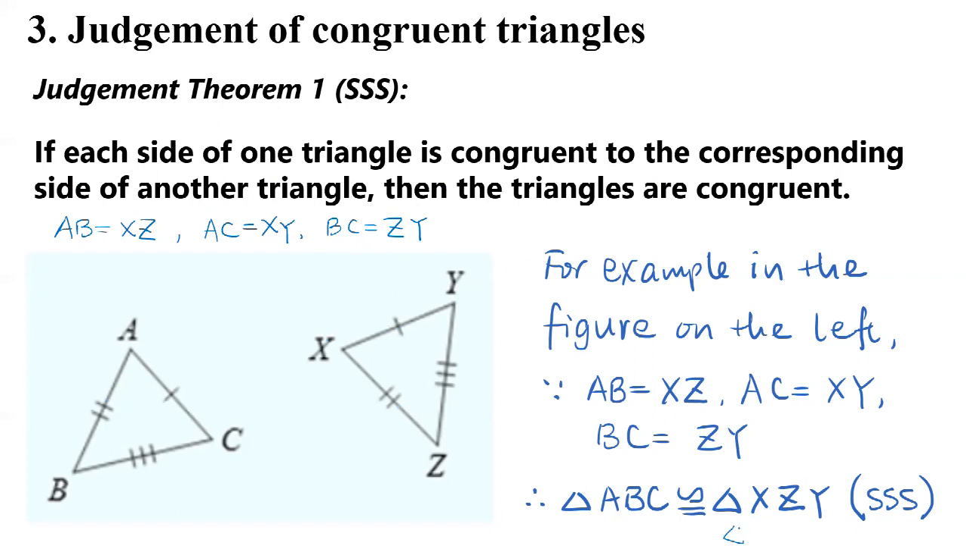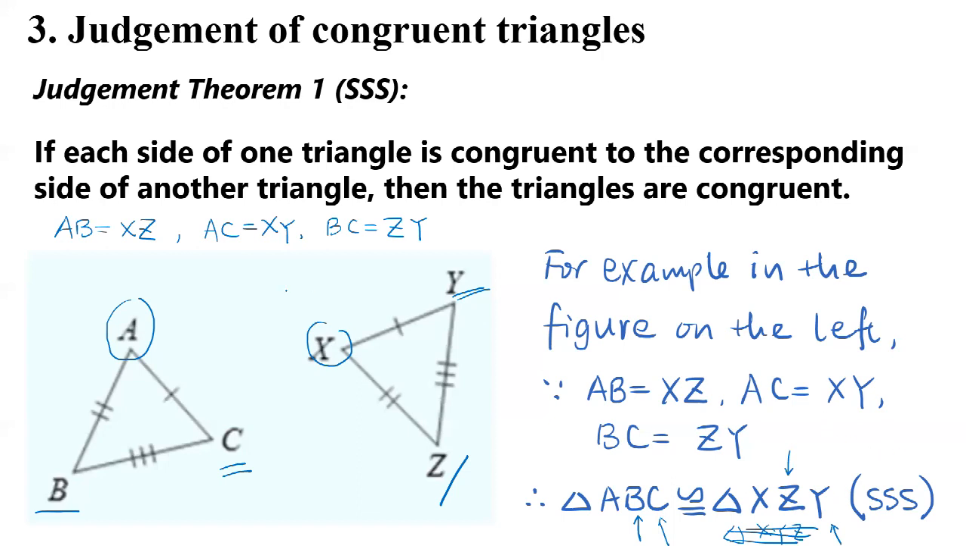The reason we don't write it like XYZ is because vertex A is corresponding to vertex X, right? And vertex B is corresponding to vertex Z. So if we put B in the second place, then you should put Z into the second place, right? And because vertex C is the corresponding vertex of Y here, then if we put C in the third place, then we should put Y in the third place in the second triangle.